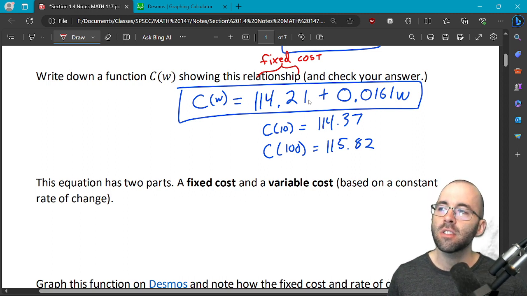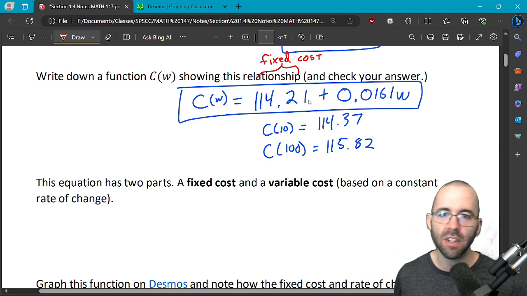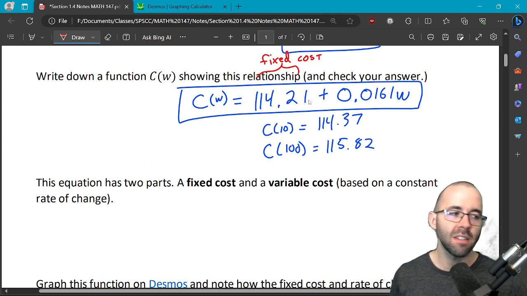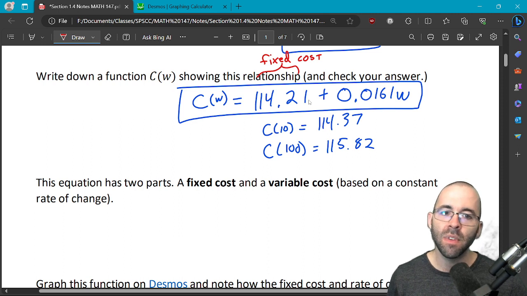Not only in linear functions, but all sorts of functions. Any kind of cost function is going to have some sort of fixed cost. If I think of how much money I spend on utilities, every utility is essentially going to have a fixed cost and then charge for how much I use. For electricity, for water, if you have gas, it's going to be the same thing.